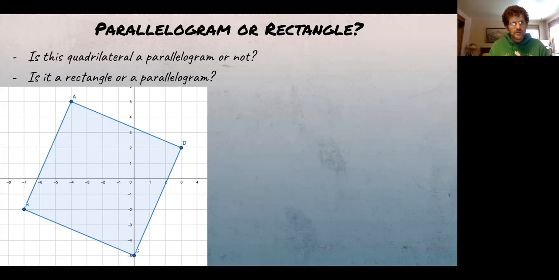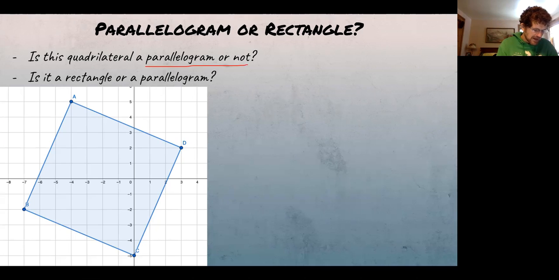Now, one thing we know about parallelograms, and we did this last Thursday and Friday, is that the midpoints should be the same. We're not going to test it this way. We're going to test this a different way. I'm going to test to see if the opposite sides are parallel. So I will find the slope of all 4 sides.